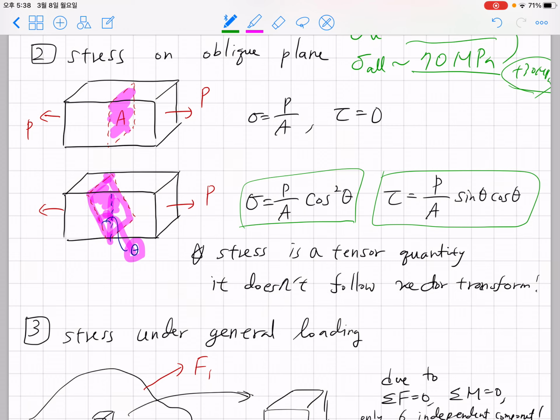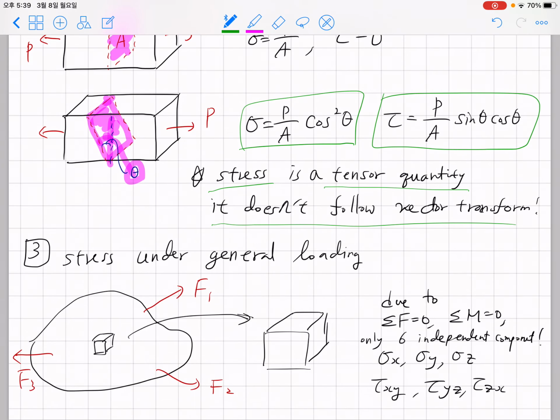It looks quite weird, but please remember that stress is a tensor quantity, and that's why it does not follow the typical vector transformation rule. Regarding a detailed discussion about tensors, I recommend you take the advanced solid mechanics course in graduate school. I think it's ME 530, and you're going to get a much more detailed discussion on tensor quantities. Then we discussed stress under general loading.